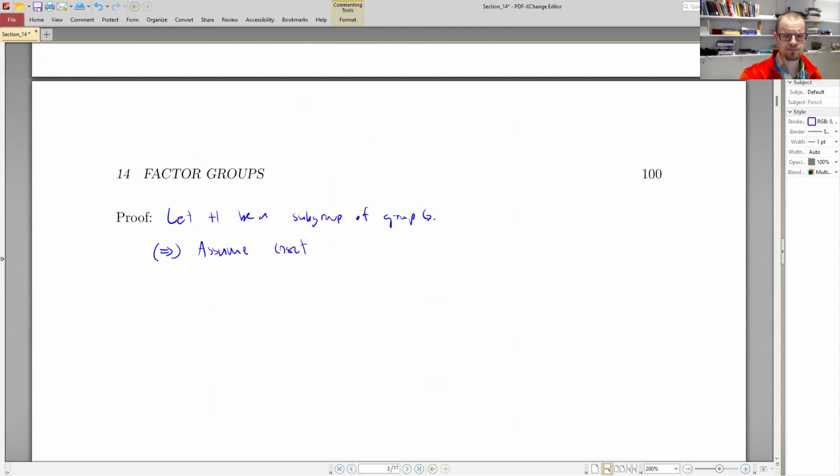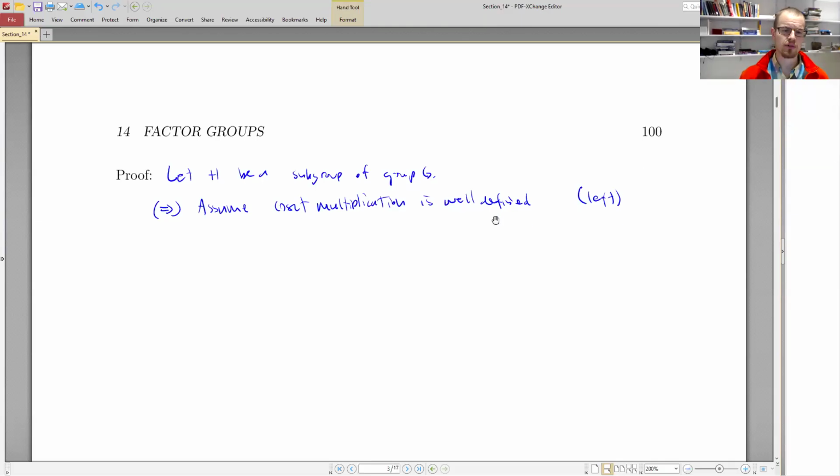All right, so we're going to assume coset multiplication is well defined. Now, you might be interested in noting that this is left coset multiplication. Right, not just any coset multiplication, but left coset multiplication. Presumably, it will be well defined for right coset multiplication as well, but that's not what the theorem is actually saying.